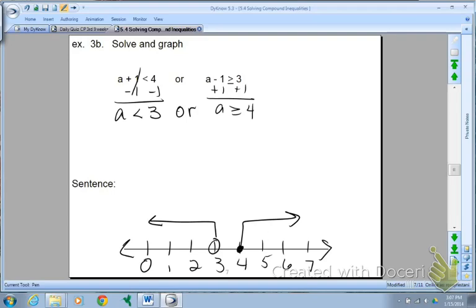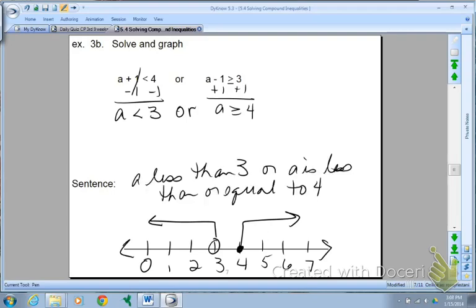Okay, so, oh, yes, I'm sorry. Thank you. A is greater than or equal to 4.